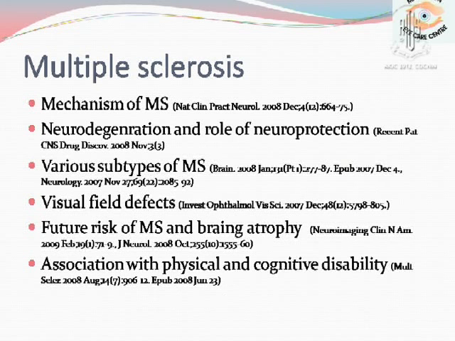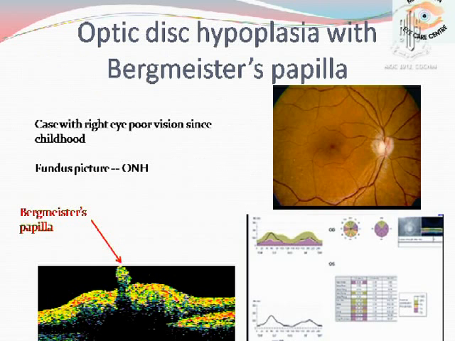So in multiple sclerosis, there can be various utilities of OCT, like mechanism of MS study, neurodegeneration and neuroprotection. Various subtypes of MS can be classified based upon the OCT findings, and it can assess and predict visual field defects. Future risk of MS and brain atrophy can also be assessed if there is serial loss of nerve fiber layer, and association of physical and cognitive disability with the nerve fiber layer thickness. Now we move on to a few cases.